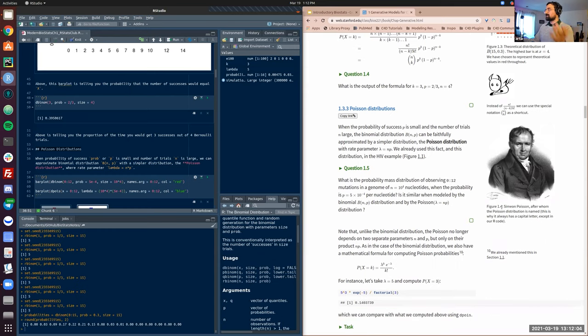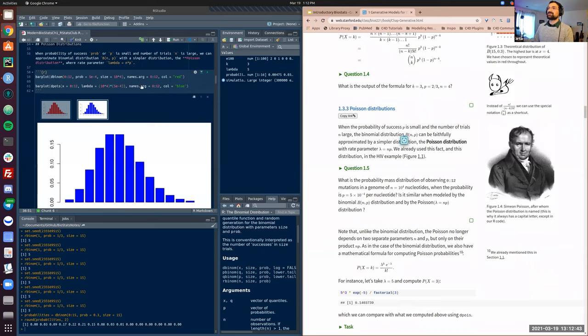This guy, who lived through the French Revolution, determined that for a number of trials n large with a probability of success p small, another way of saying what I just said is when the probability of success is sufficiently small and the number of trials is sufficiently large, you can approximate or generalize it with a formula, and this is called the Poisson distribution, where lambda equals number of trials times the probability.